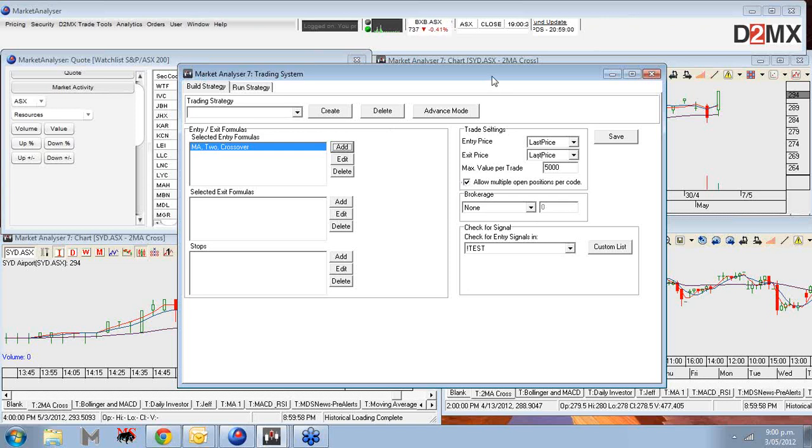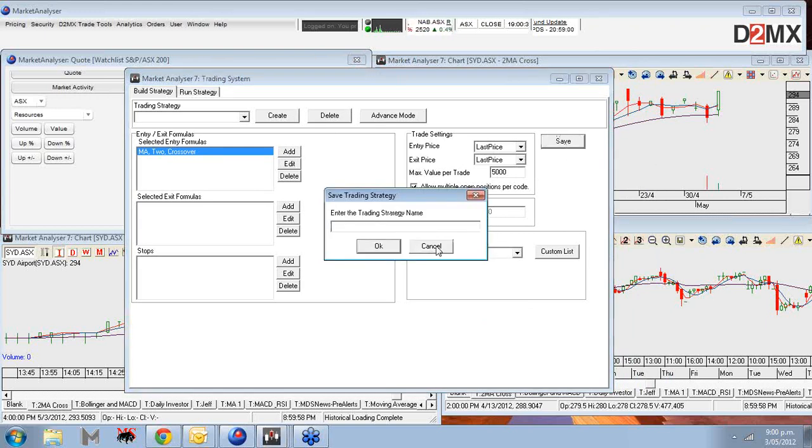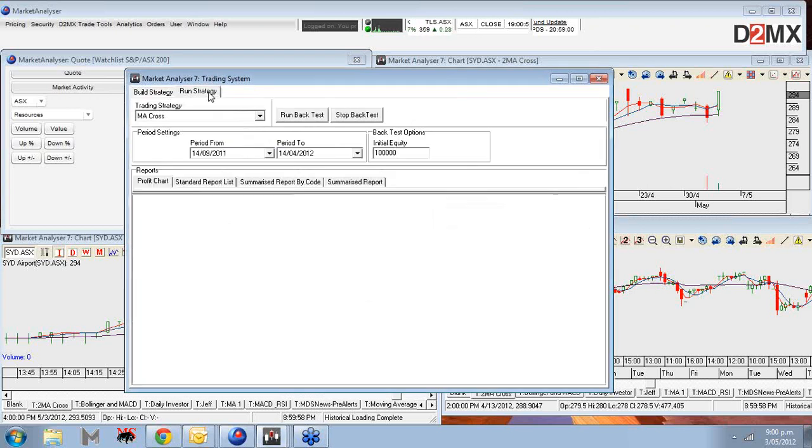If we want to then run it on a date and history, we'll save that information. We'll just choose a watch list that we're going to run on, the ASX 20, and click Save. Give it a name, MA Cross, and tell it OK. So the trading system is now being used. We don't have to run an exit because all we're really interested in is a list of shares for today, or the day that we're going to run it on.